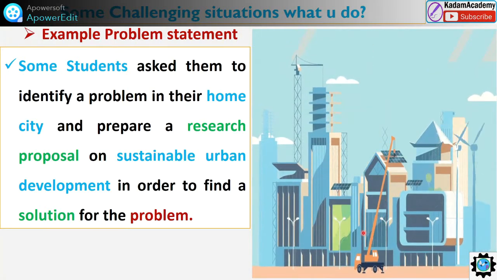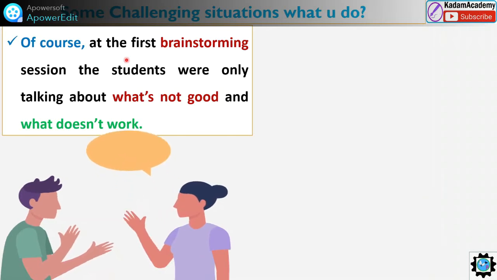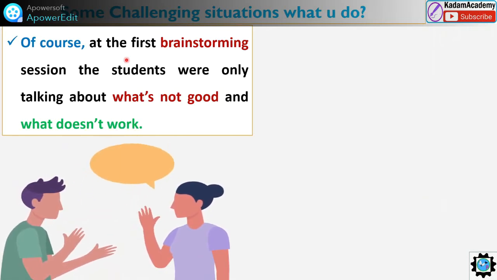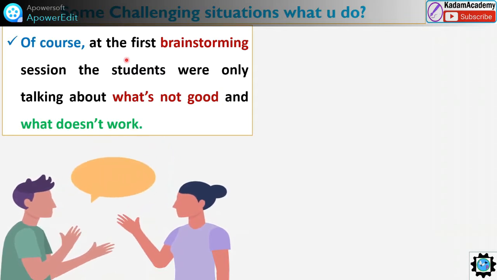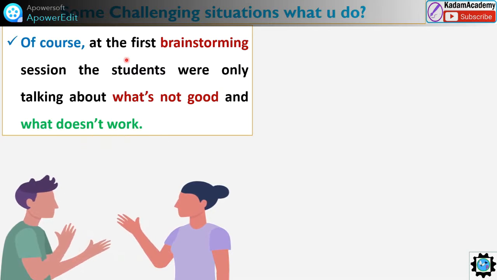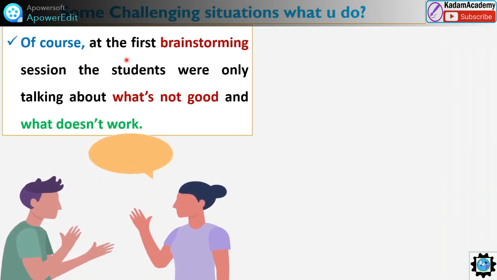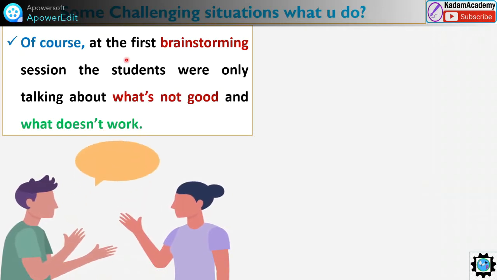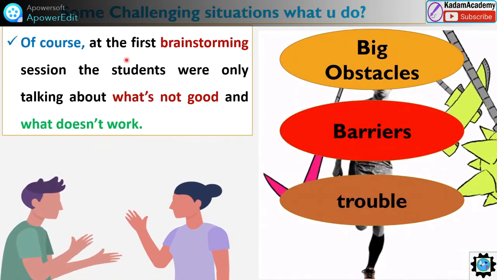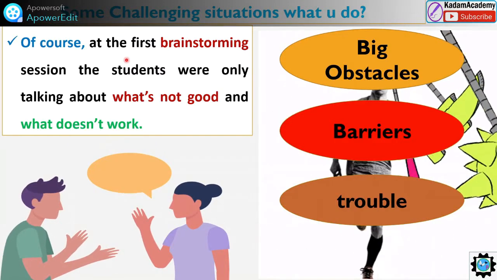What happened in the next step? Of course, at the first brainstorming session, the students were only talking about what's not good and what doesn't work. In such challenging situations, many students are overwhelmed by emotions and see just big troubles, obstacles and barriers.